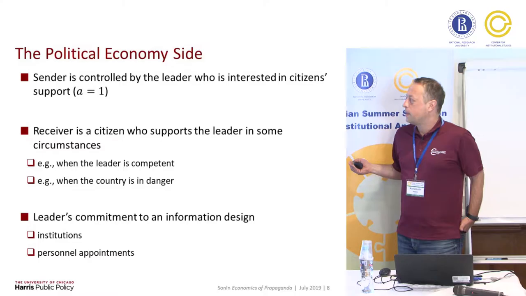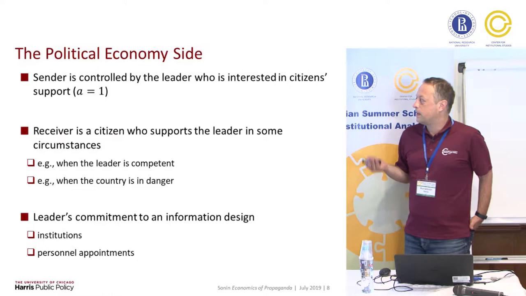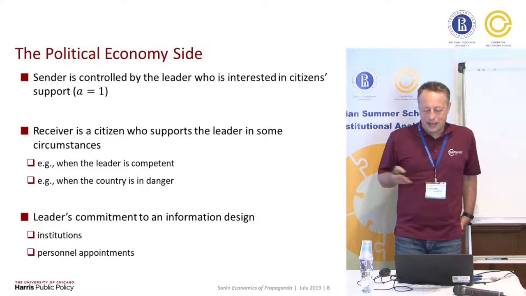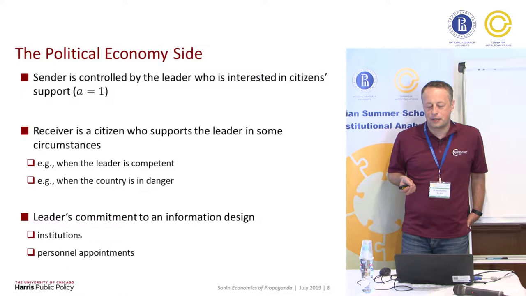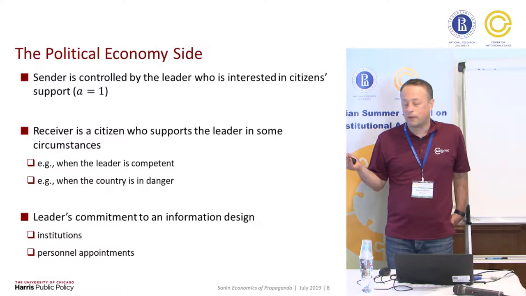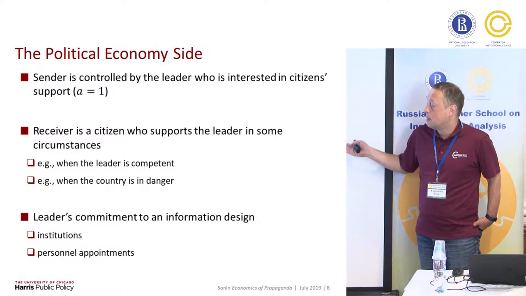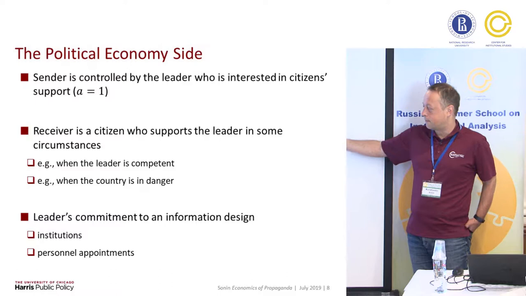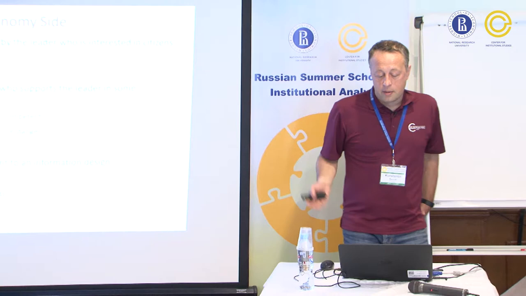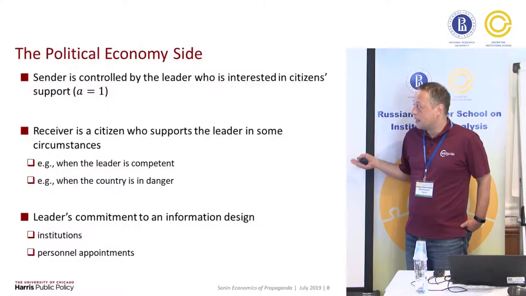So, think of the political economy interpretation of this story. Suppose that the sender is the leader who is interested in citizen support, A equal to 1. He wants to maximize citizen support. And the receiver is a citizen who would want to support the leader, but this is conditional on circumstances. So, for example, if the realized state of the world is where the leader is competent to deal with the crisis, or where the country is in danger, then the receiver might want to support the leader if the leader is competent, and not to support the leader if the leader is incompetent, or the receiver would want to serve in the army if the country is in danger, but she doesn't want to serve in the army if the country is not in danger.